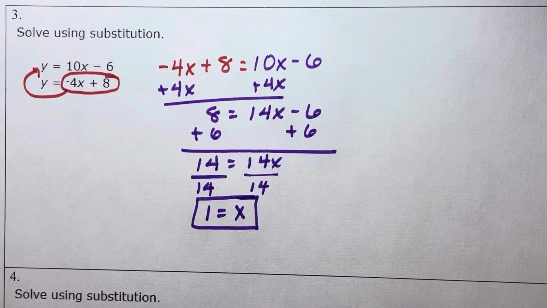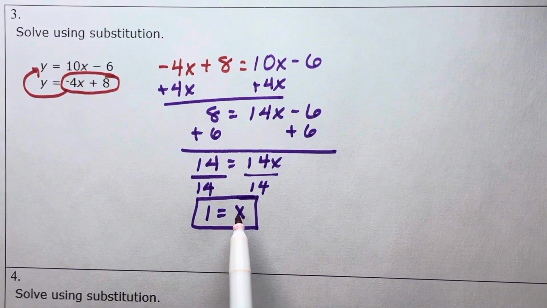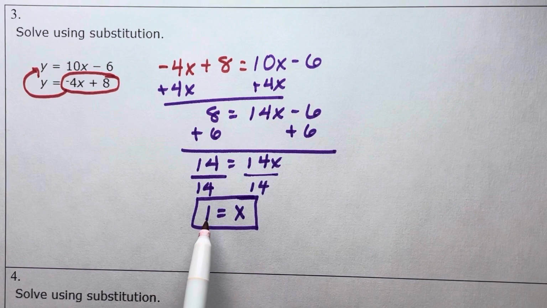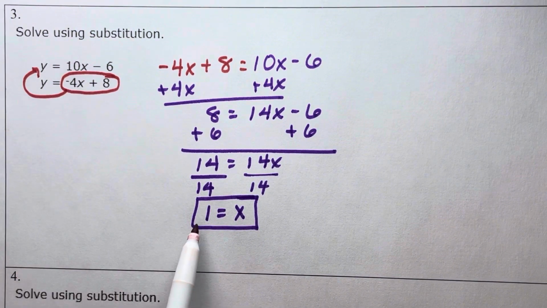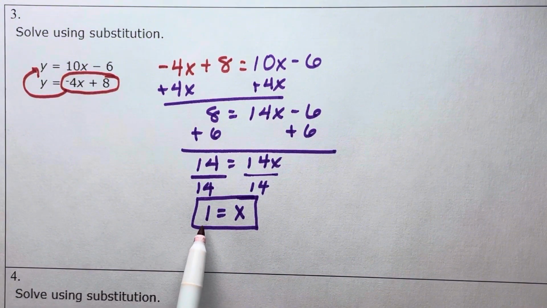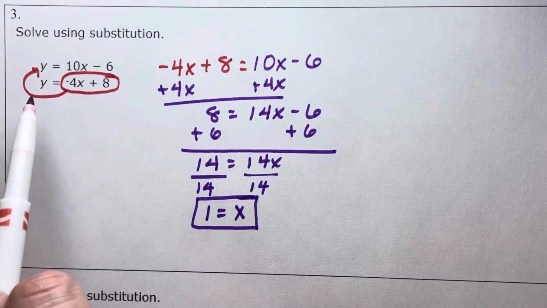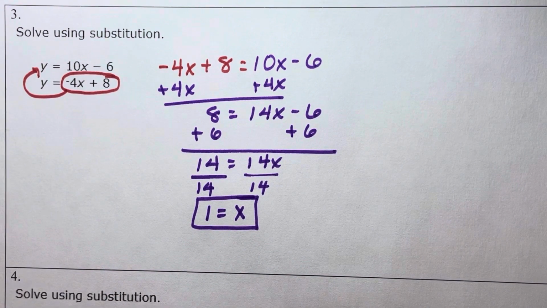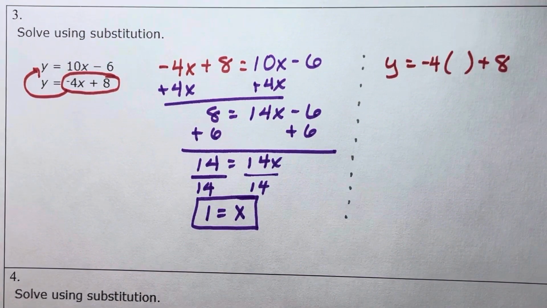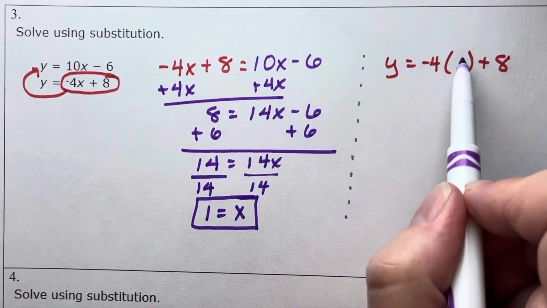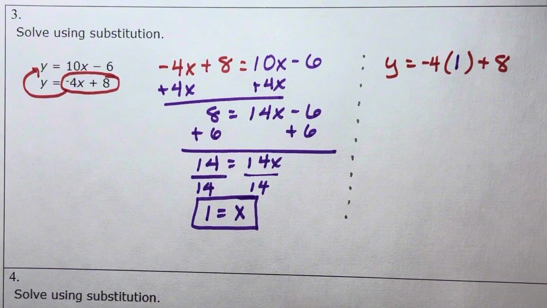Okay, now that we know what x is equal to, let's go solve for y. And this is new for us. So step 4 says that we're going to replace the x in the circled equation with the value that we just found. And then we will use that information to solve for y. Let's see what that looks like. That's going to give us y equals negative 4 times 1 plus 8.